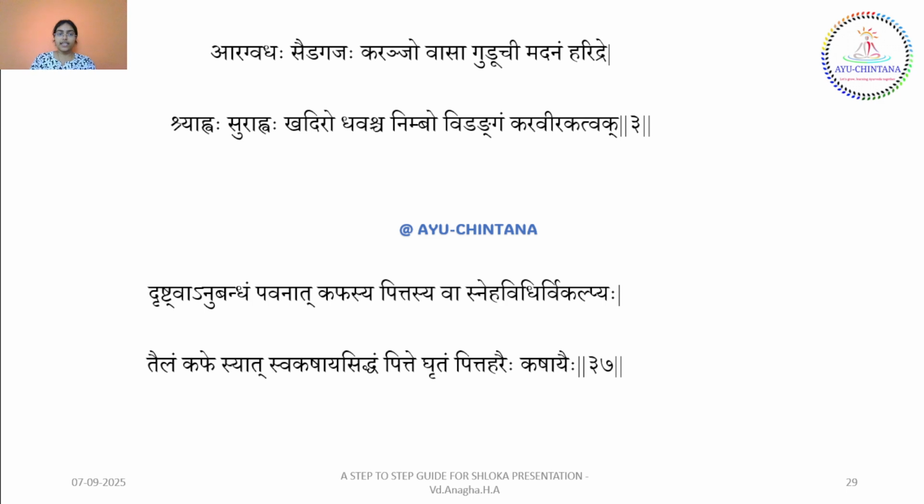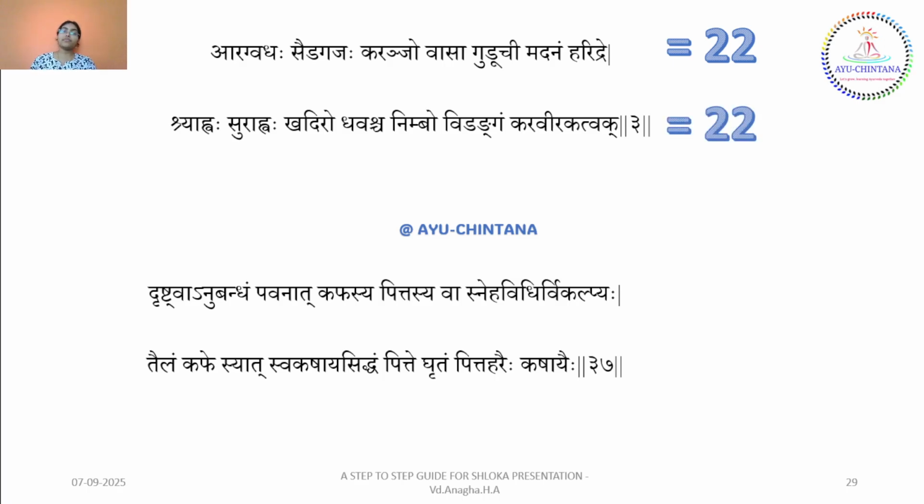The first shloka here: Aragvadaha Saida Gajah Karanjo Vasa Guduchi Madanam Haridre Shraiva Surahva Khadirodhavascha Nimbo Vidangam Karavirakattvak. If you were to calculate the number of letters in each of these lines, the first rule has been followed even in this, right? That is, the number of letters in the first line is equal to the number of letters in the second line. But does it have only 16 letters in each line? No. This has 22 letters. So the first line also has 22 letters, the second line also has 22 letters.